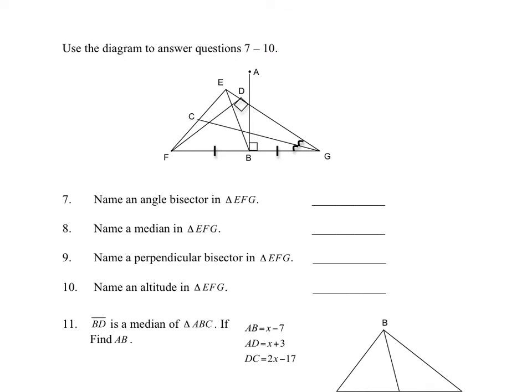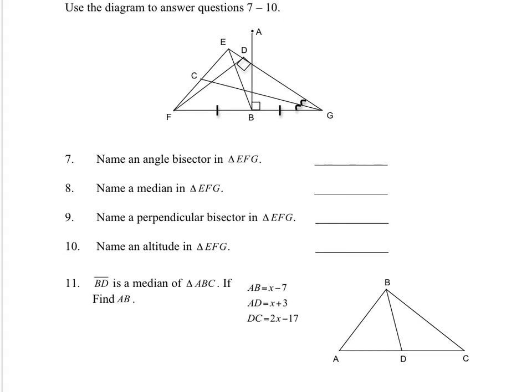So using this diagram, we're going to name or identify the segments that are each of our items: the angle bisector, the medians, the perpendicular bisector, and the altitude. So an angle bisector splits an angle into two pieces, and I can see that marked by the arches. So CG is an angle bisector, or GC.